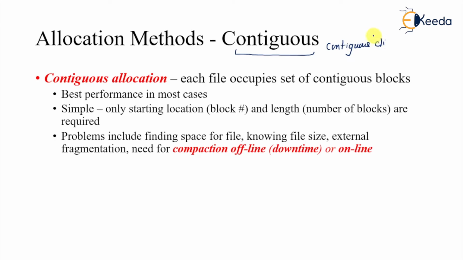Contiguous disk blocks are being allocated in this method. As the name suggests, each file occupies a set of contiguous blocks. In most cases, if you are allocating a file at consecutive disk addresses, that will give you the best performance.